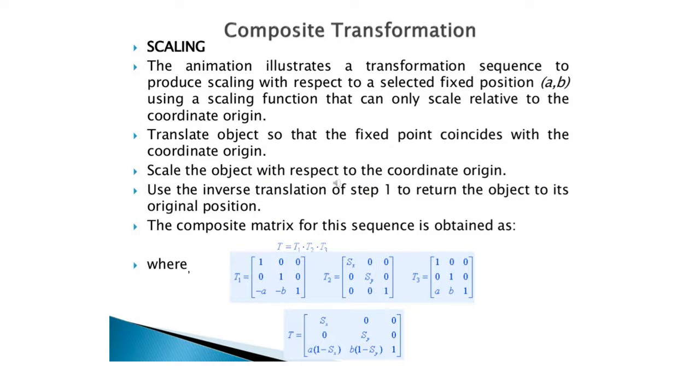Next is scaling. The animations illustrate a transformation sequence to produce a scaling with respect to a selected fixed position (a, b) using a scaling function that can only scale relative to the coordinate origin. They scale the object with respect to the coordinate origin and use the inverse translation of step 1 to return the object to its original position.